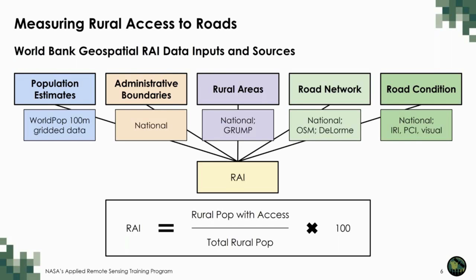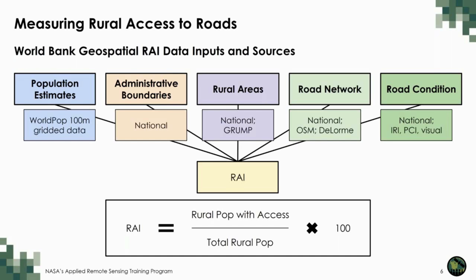Conceptually, the methodology is still focused on access to an all-season road. However, recognizing that not all official road data sets have road condition information, substitutions are sometimes made using technically more objective common parameters, such as roughness of the road, as measured by the International Roughness Index, and the Pavement Condition Index, which is based on visual assessment.